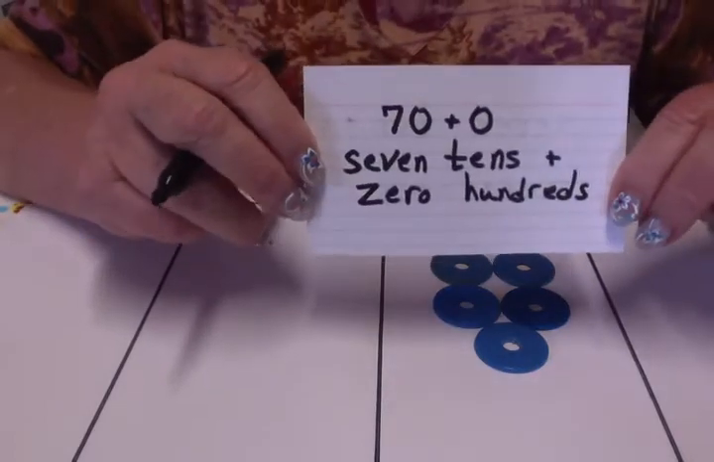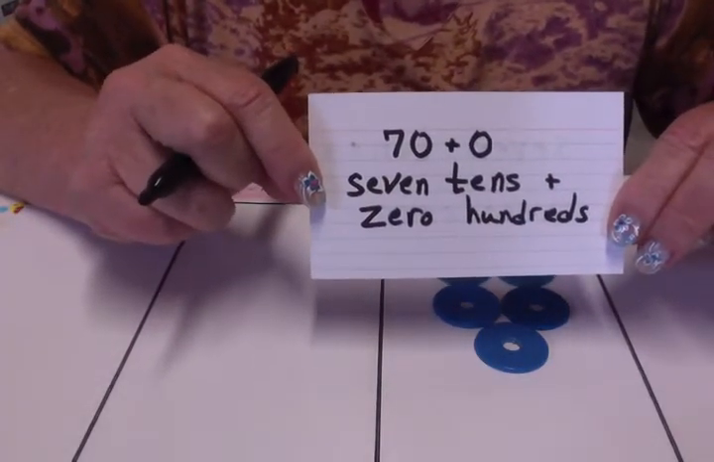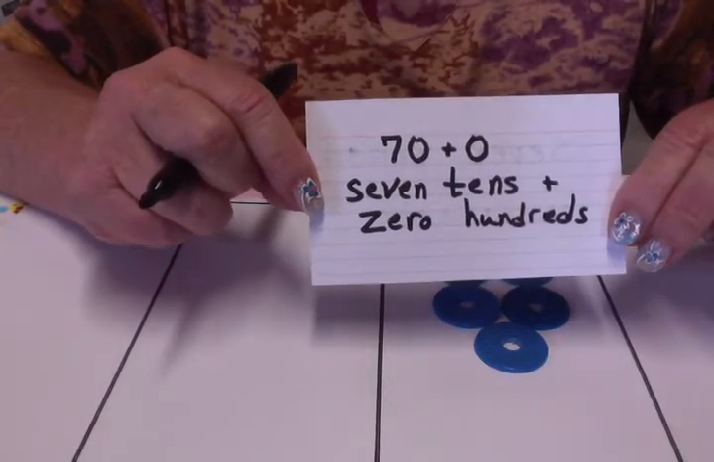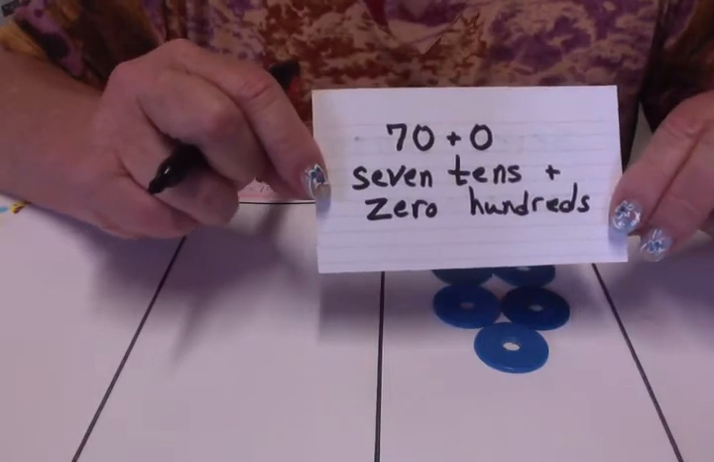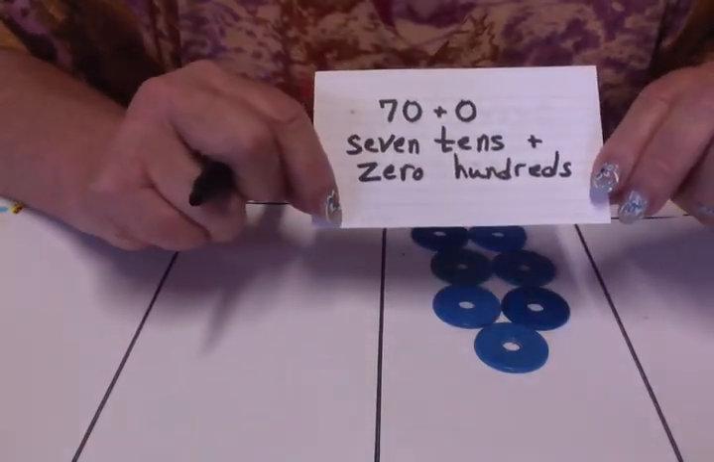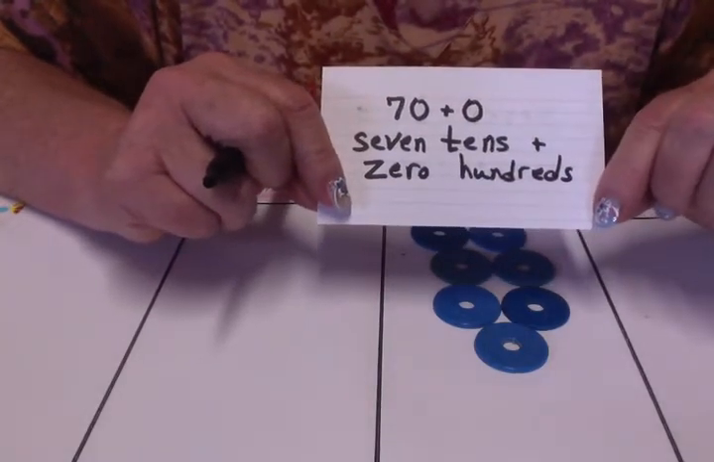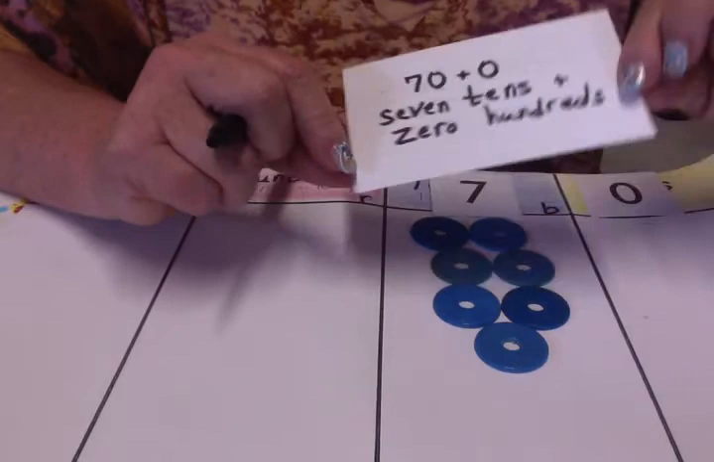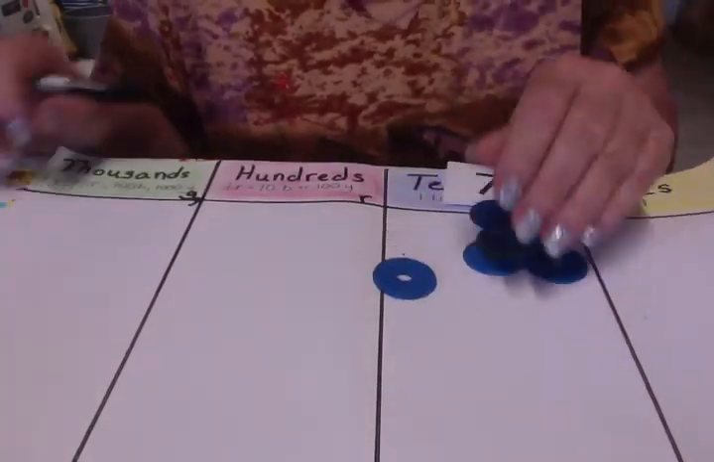Now those of you who do have the first chip trading module, there is an activity in that module that will help you learn how to read and spell the words 0 through 9 and then the words in your place value.